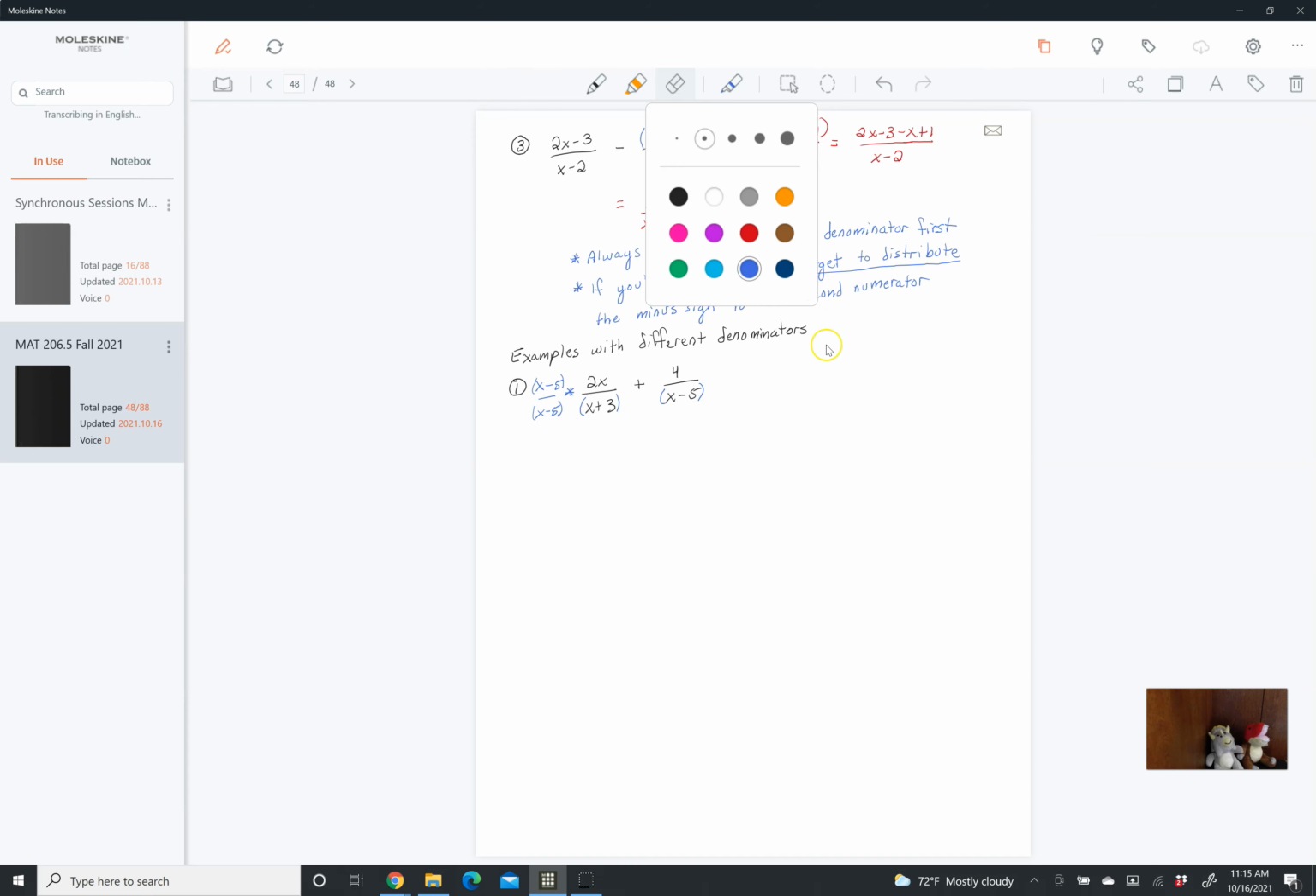Now we're going to ask ourselves the same question for the second denominator. So don't worry about this. We're saying, what does the first denominator have that the second one doesn't? So the first denominator has an x plus 3. The second one does not have that. So that's what we multiply by. X plus 3 over x plus 3. Okay, so let's write that down.